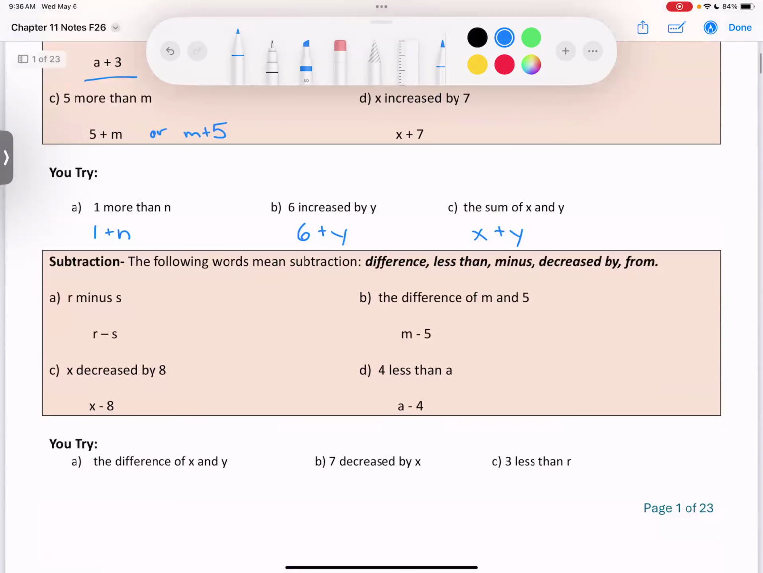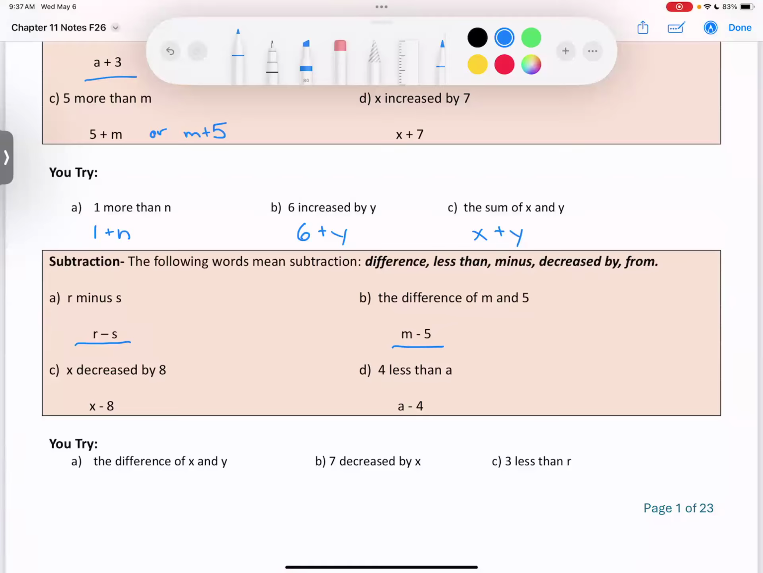Moving into subtraction, we've got these following words to mean subtraction. So you might see difference, less than, minus, decreased by, or from. So for example, r minus s is r minus s in variables. Be careful here because order does matter this time. R minus S is not the same as S minus R. So R minus S, we had R, now we're minusing S from it, so that's how we get R minus S. The difference of M and 5 would be M minus 5.